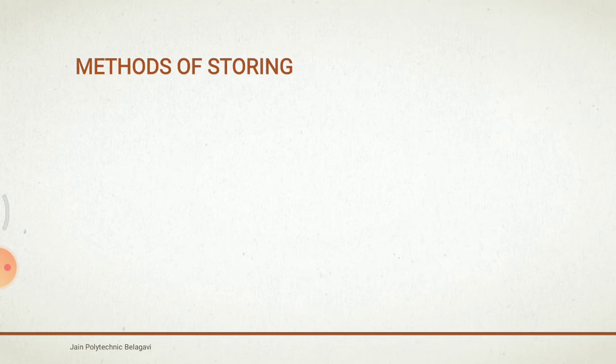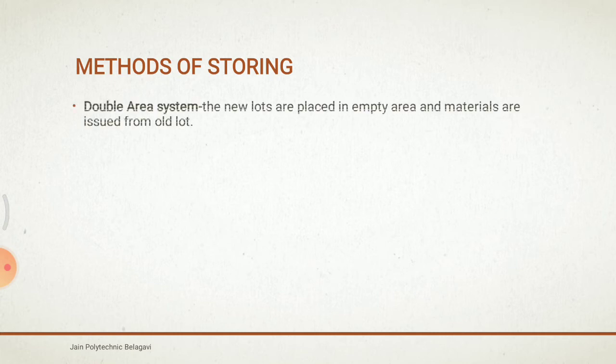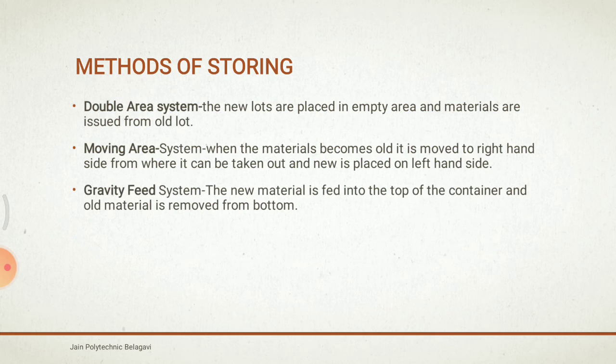There are different methods of storing. The methods of storing are the double area system, the moving area system, and the gravity feed system. There are three types. Double area system means new lots are placed in an empty area and materials are issued from the old slot. In the moving area system, the area set for each item is somewhat larger than required, to provide a space between new and old lots.